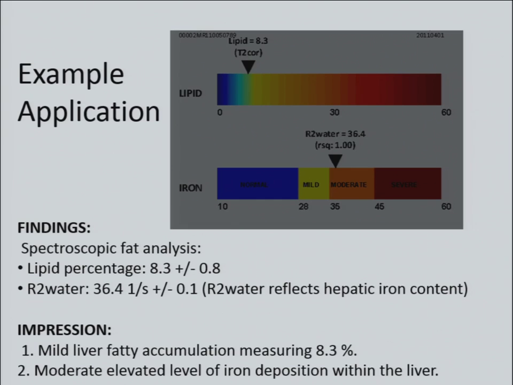And this is a typical reading that would come back once this MRS-based method is clinically available. So the radiologist would get this cute little colorful graph, and up here it shows that the lipid is 8.3%. So clearly elevated, not severely elevated. This particular person also had moderate amounts of iron in the liver, and so this was one of the adult volunteers, I think, or one of the adult patients, because we don't typically see elevated iron in the kids. So the impression for this particular scan was mild liver fatty accumulation, measuring 8.3%, and then moderate elevated iron.